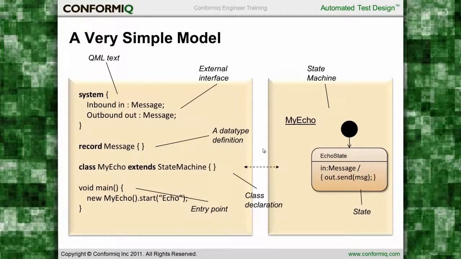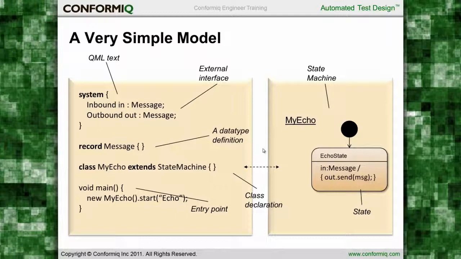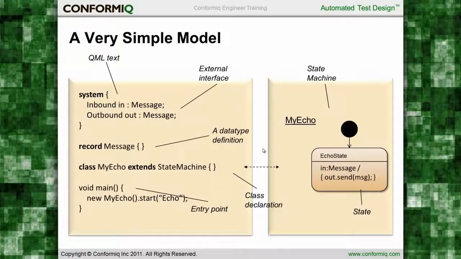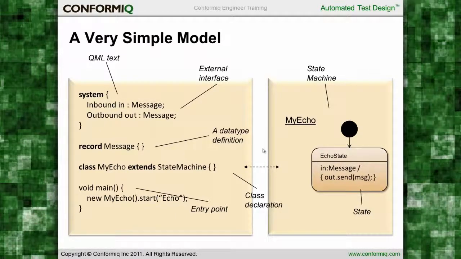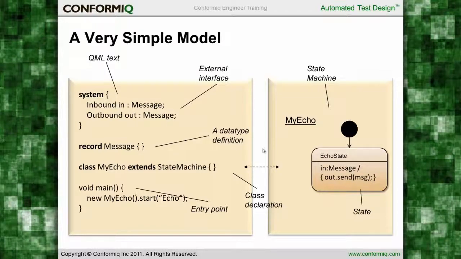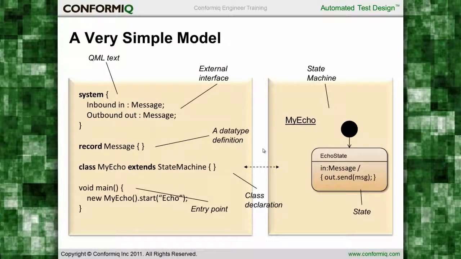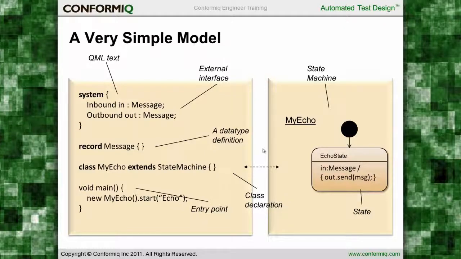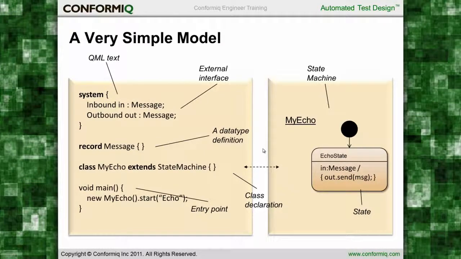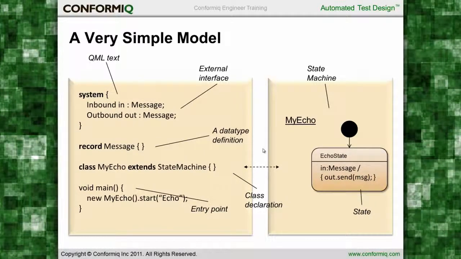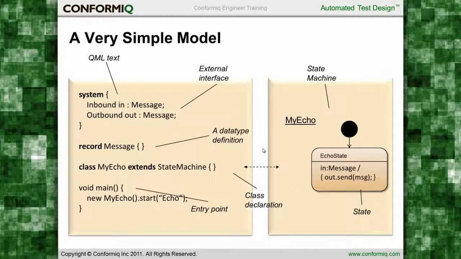And then in the end, here is an example of how these different components are used to create a complete model. A very simple one, but still a complete model that you could have Conformiq Designer generate tests from.